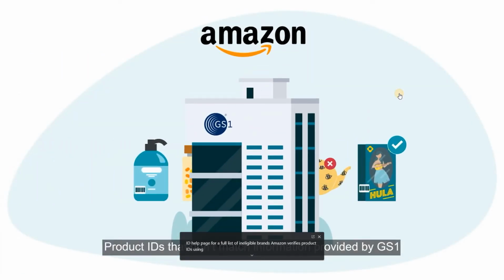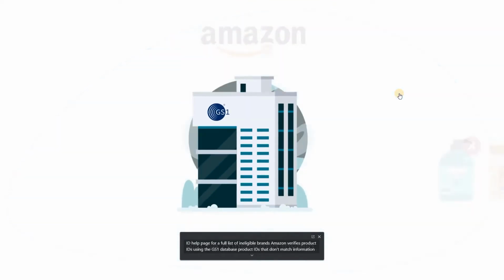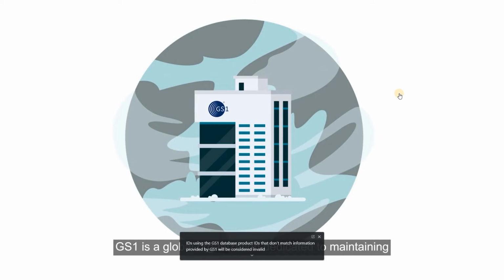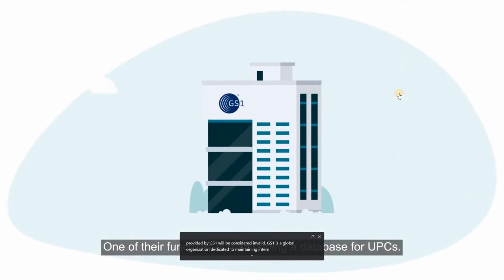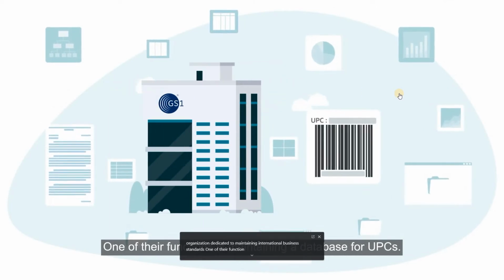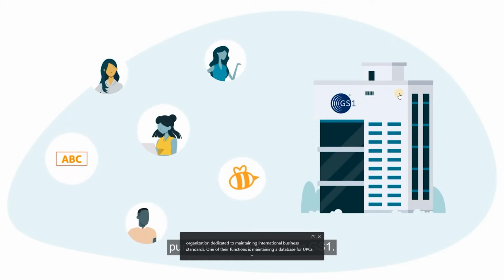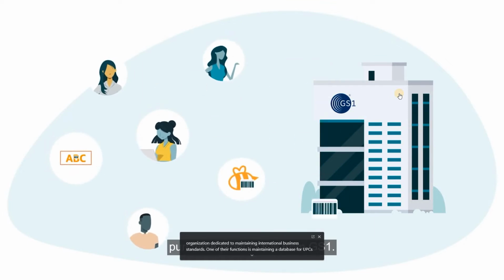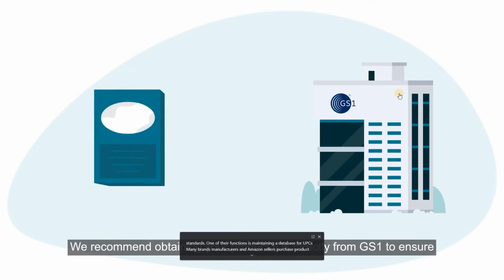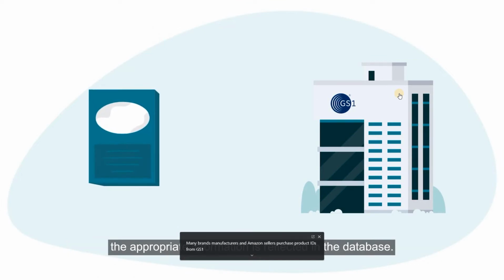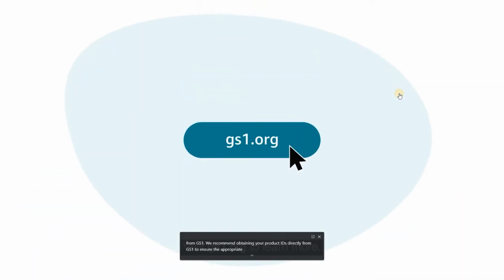Product IDs that don't match information provided by GS1 will be considered invalid. GS1 is a global organization dedicated to maintaining international business standards. One of their functions is maintaining a database for UPCs. Many brands, manufacturers, and Amazon sellers purchase product IDs from GS1. We recommend obtaining your product IDs directly from GS1 to ensure the appropriate information is reflected in the database. Visit gs1.org to learn more.